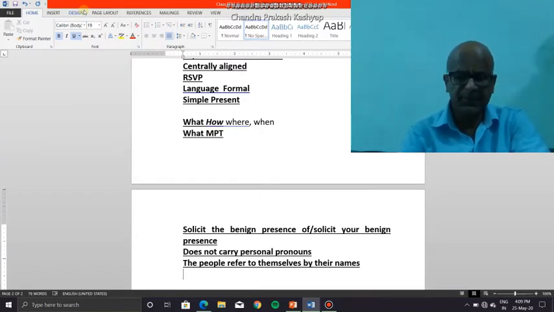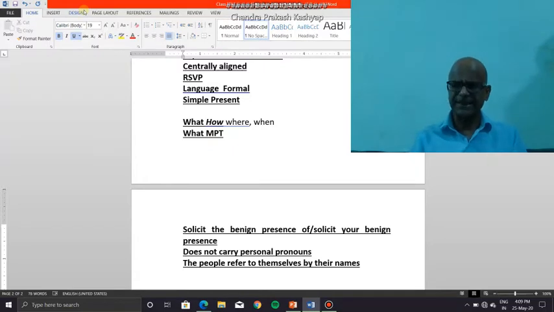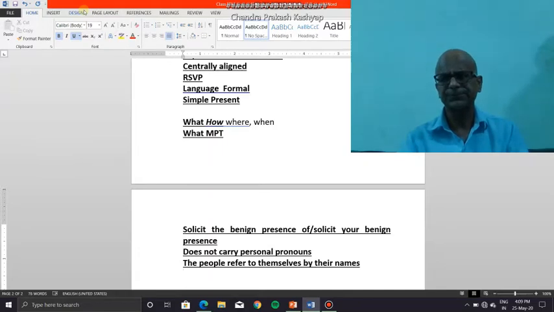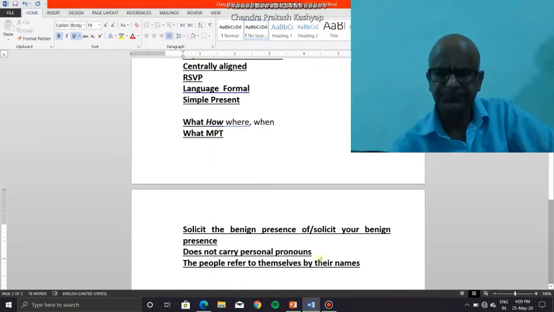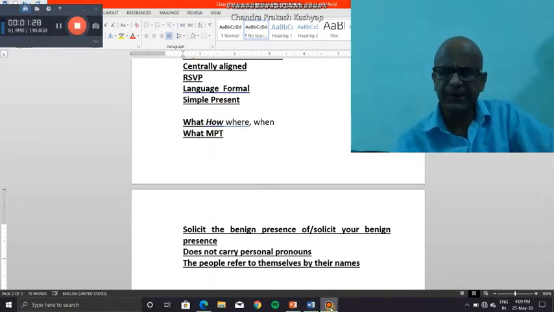The person who is extending the invitation will refer to himself by his name, and he will also refer to the person being extended the invitation by his or her name. So there are no personal pronouns I, you, we. We don't use these pronouns in case of a formal invitation, and in case I am extending these invitations to a select few group of friends, it is essential on my part to address them in the third person. And it doesn't carry any subscription.